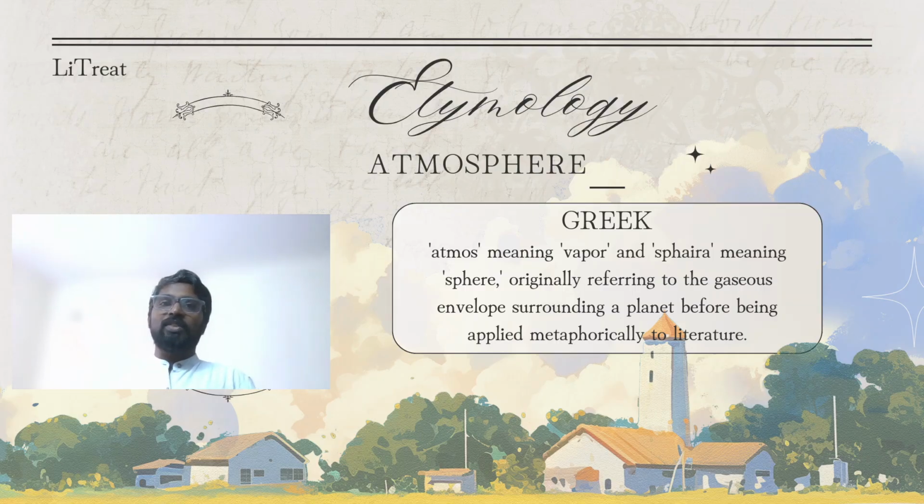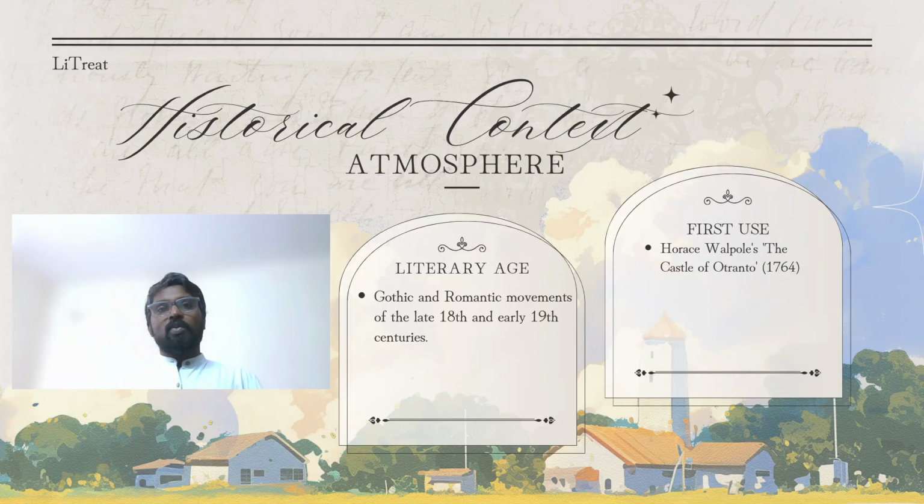The term derives from the Greek atmos, meaning vapor, and spira, meaning sphere, originally referring to the gaseous envelope surrounding a planet, before being applied metaphorically to literature. While atmospheric effects have been used since ancient storytelling, the deliberate creation of atmosphere as a recognized literary technique gained particular prominence during the Gothic and Romantic movements of the late 18th and early 19th centuries.